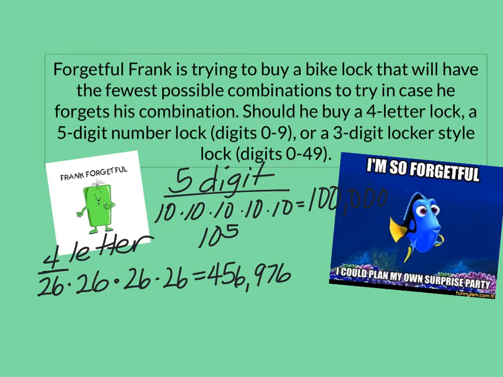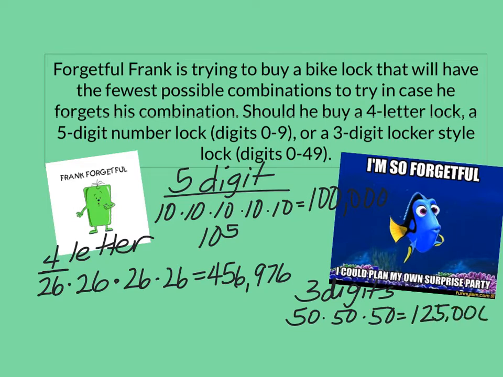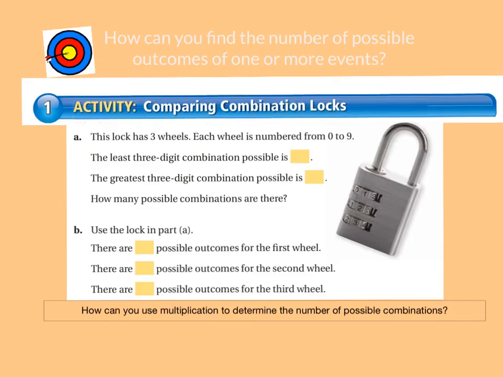And then the 3-digit style locker lock. If it's the digits 0 through 49, that means there are 50 possibilities for each spot. So we do 50 times 50 times 50, which equals 125,000. So when we look at these, if he wants to find the easiest, he would go with the 5-digit lock. Our essential question today is, how can you find the number of possible outcomes of one or more events?